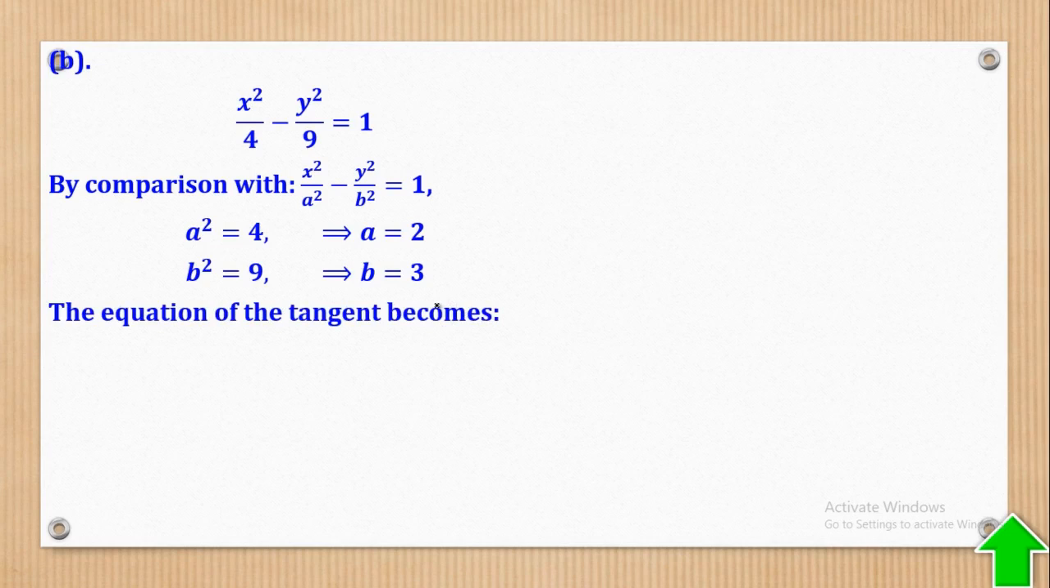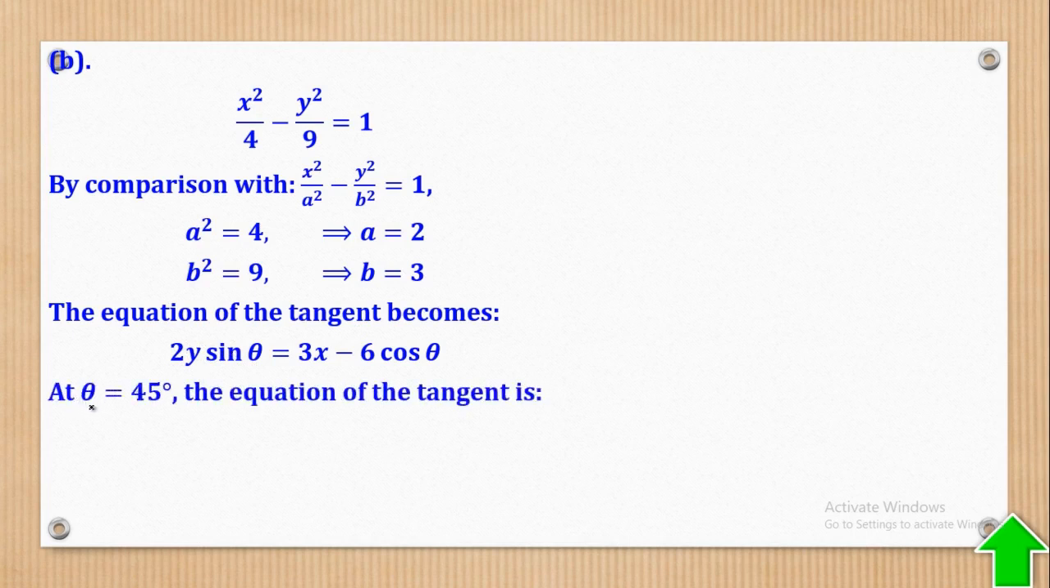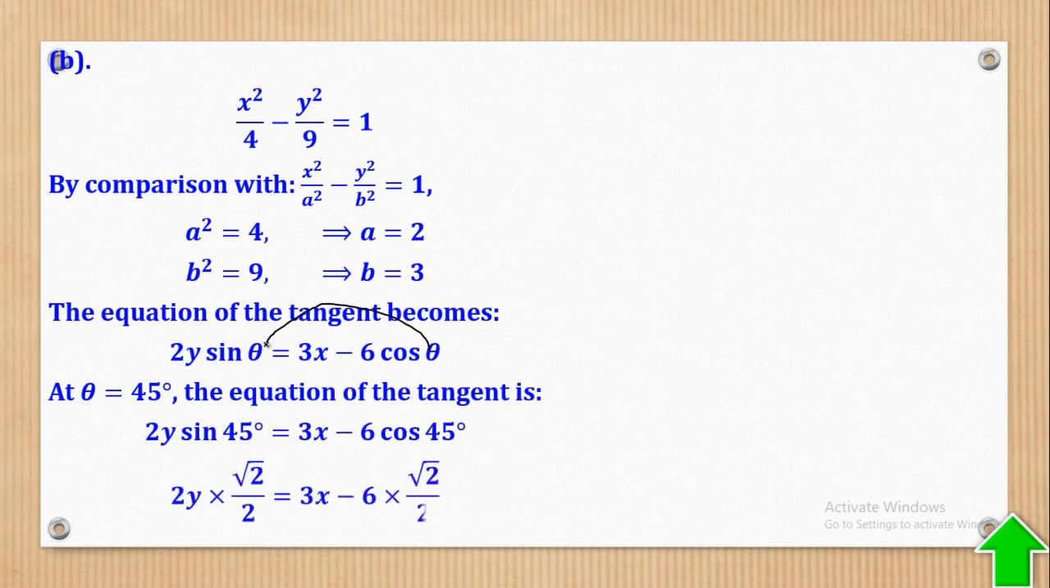Now the equation of the tangent becomes this. Remember, this one was already got in part A. That is why we just substitute for b and for a. Now at theta equal to 45 degrees, it implies that where there is theta, you'll put there 45 degrees. But 45 is the same as root 2 over 2, so substitute for cos 45 and sin 45. Then multiply through by the LCM to come up with that.